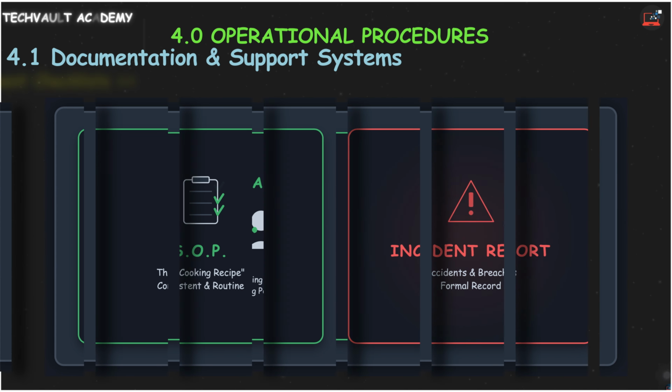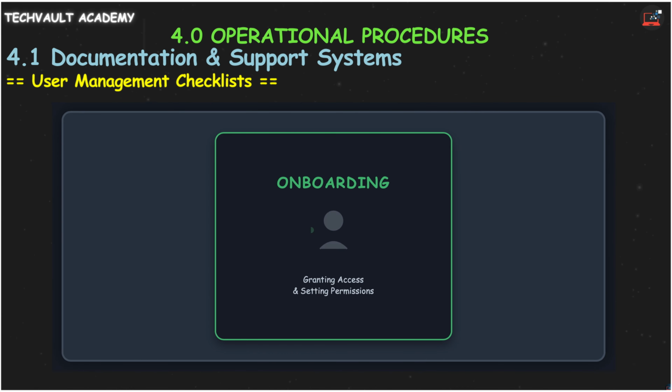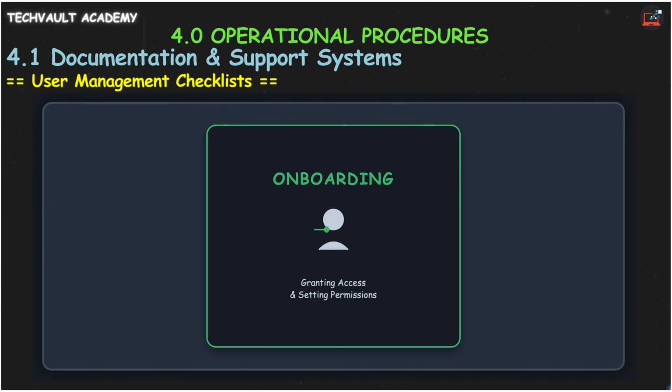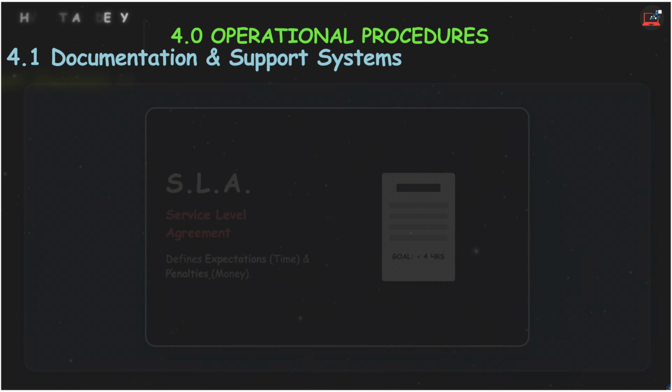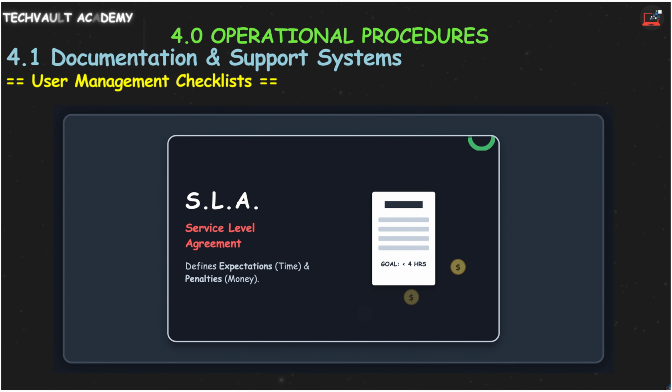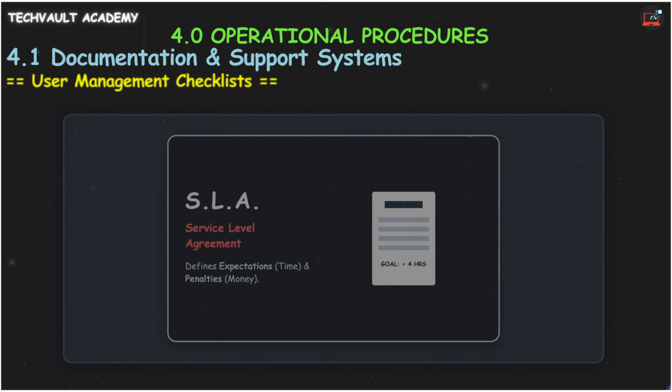We also use checklists for onboarding new users and offboarding departing ones. Offboarding is an exam favorite. You must follow the checklist to ensure data is decrypted and backed up before you wipe the device, or that data will be lost forever. Finally, we have SLAs, or Service Level Agreements. These are contracts that define expectations, like a guarantee that a vendor will fix an outage within 4 hours, or else they face financial penalties.